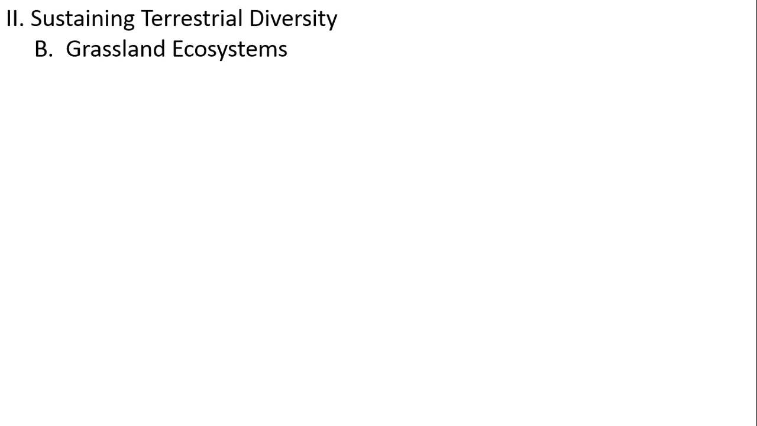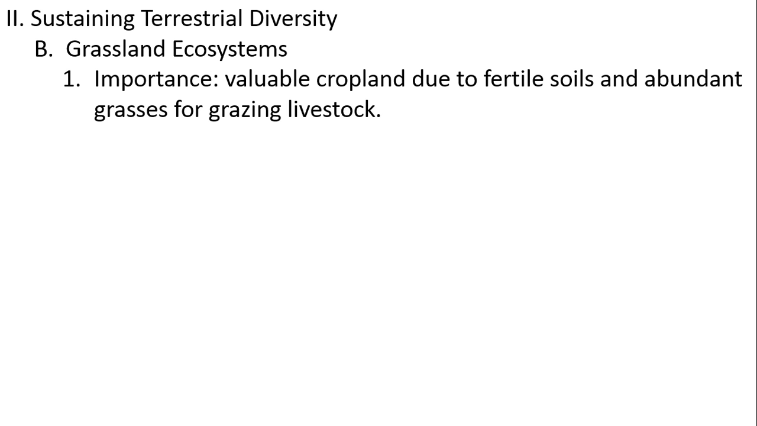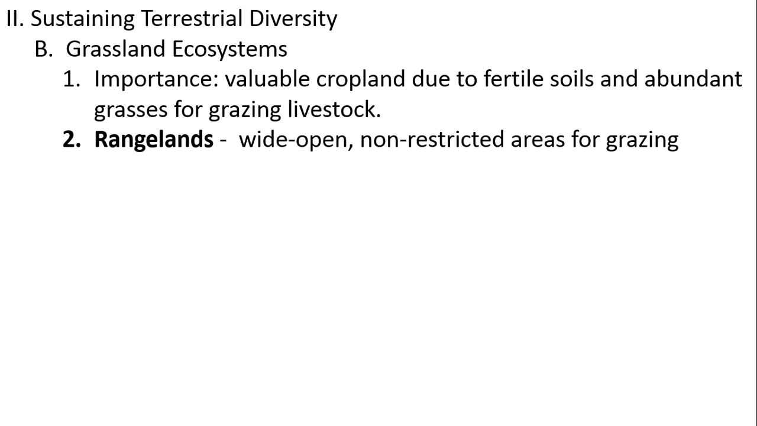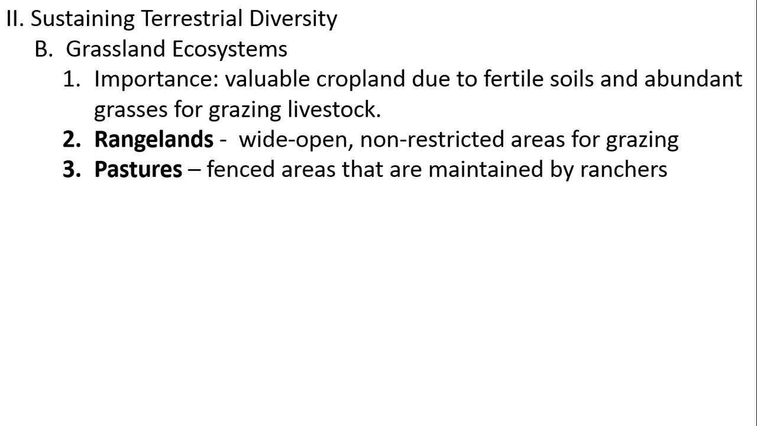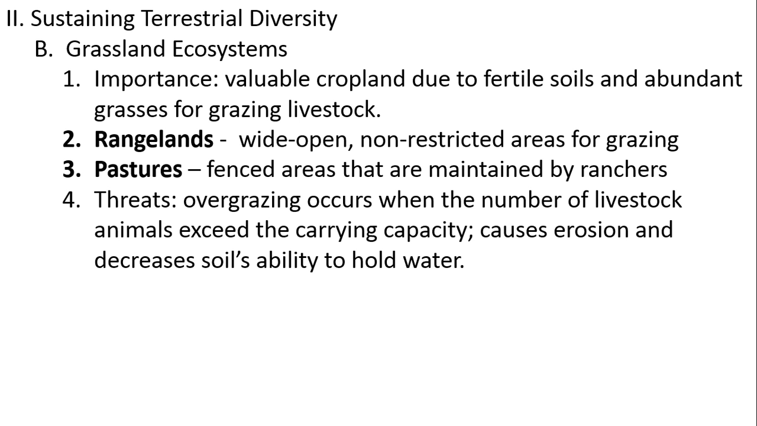Now let's change our scope here and take a look at grassland ecosystems. Their importance is very similar to forests, except they're usually used specifically for cropland because the soils are very fertile. There's lots of grasses for livestock to graze. So a lot of cattle are grown in rangelands, which are wide open and not restricted by fences. But then you also have pastures, which are fenced areas and maintained by rangers.